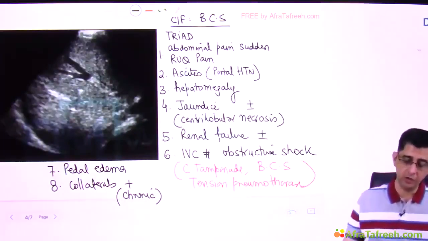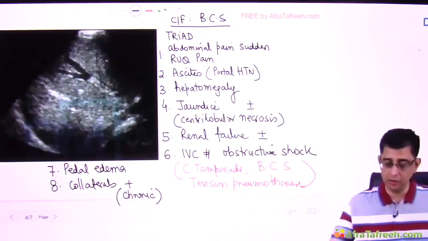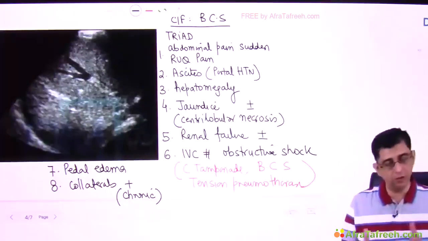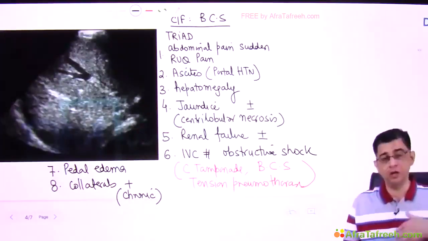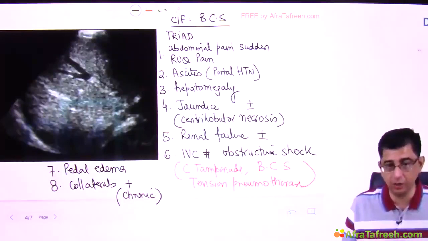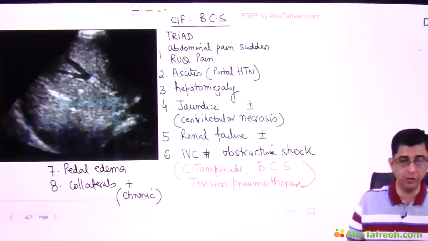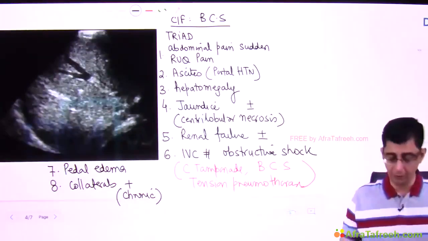What I have written plus minus is to highlight the fact that in the acute presentation, jaundice and renal failure will obviously not be seen. And in the chronic form, it would be the collaterals that could be developing, or portosystemic collaterals, that could be a presentation in this patient.